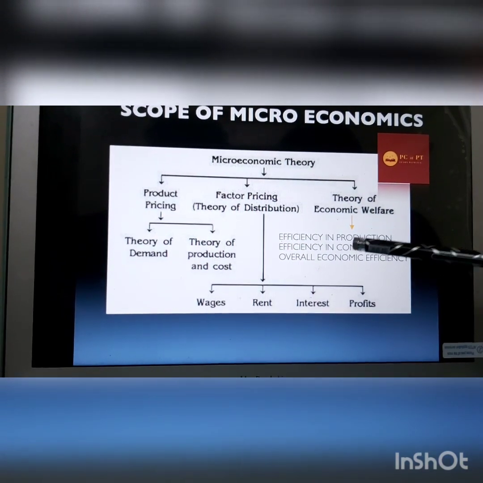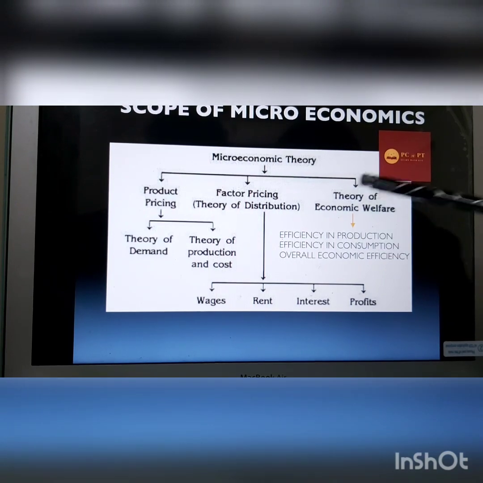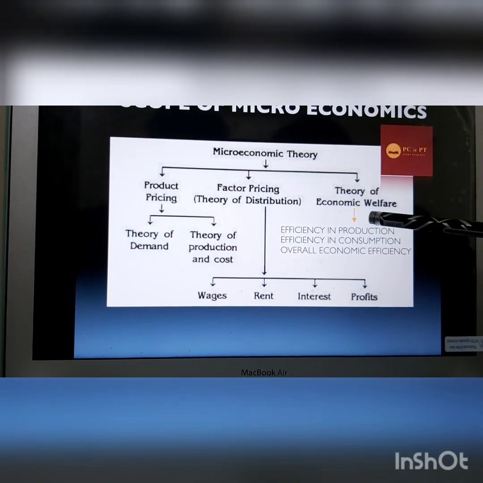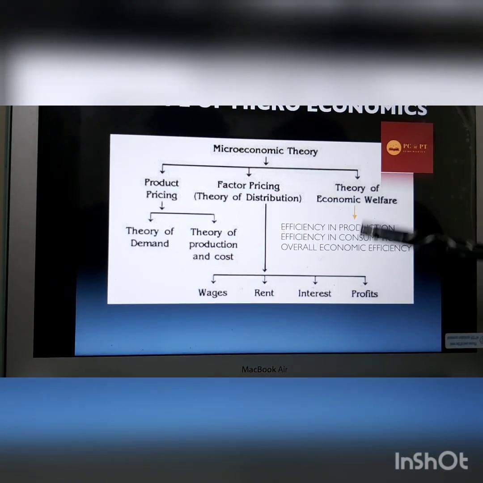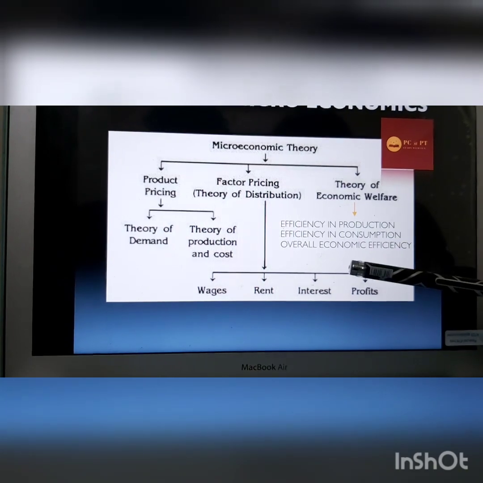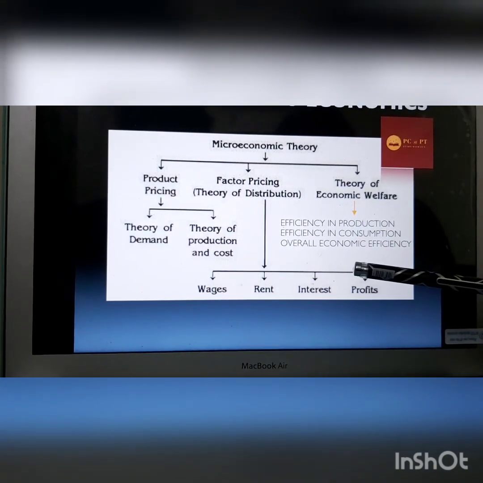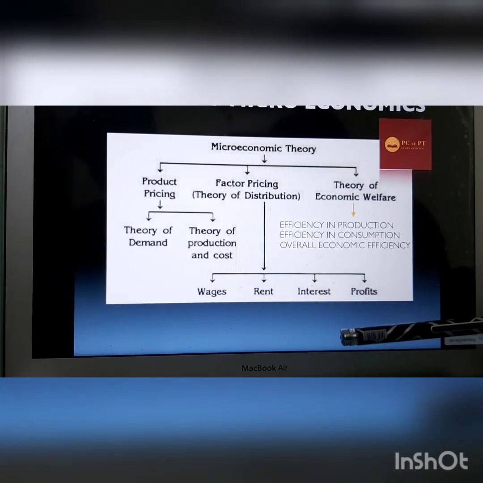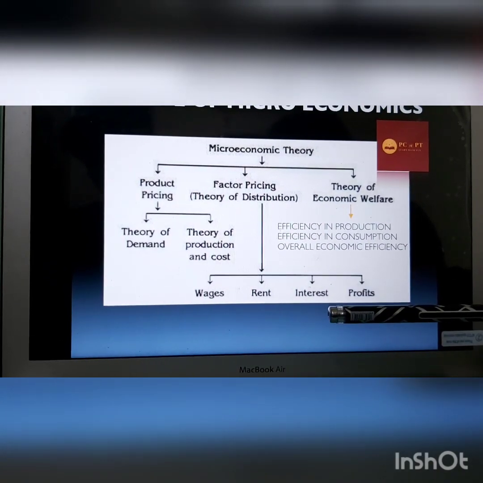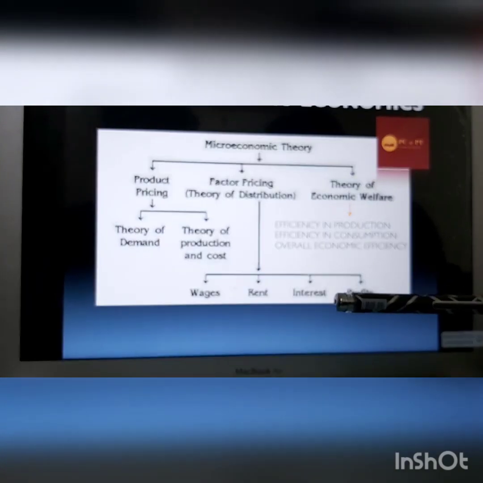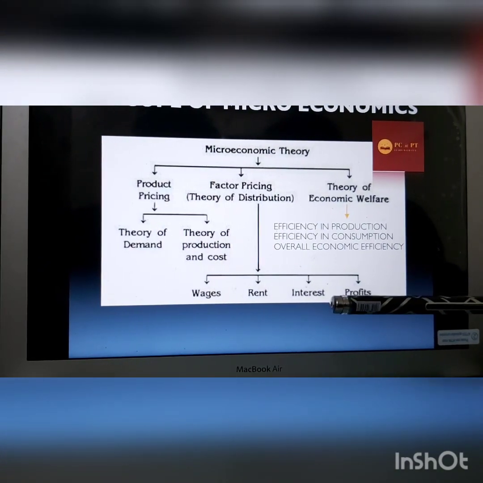Last part, the third part of the scope of microeconomics is theory of economic welfare. Before we understand economic welfare, tell me what is welfare? Welfare of people मतलब क्या? लोगों की भलाई. लोगों की भलाई कब होगी? When they get things properly, when they get things at a nominal price, which is an affordable price I must say, and with that they can run their particular livelihood. वो अपना जीवन अच्छे से बिता सकते हैं.